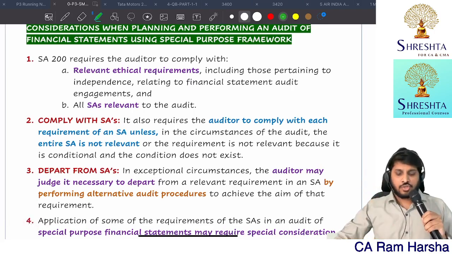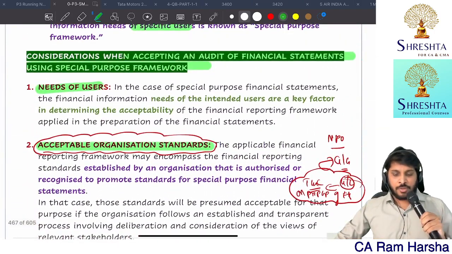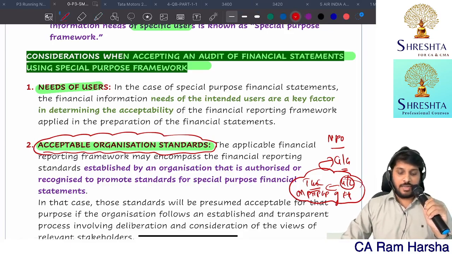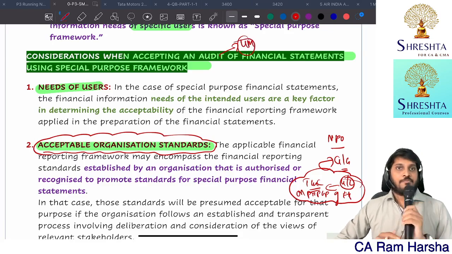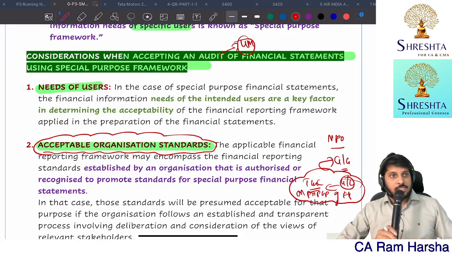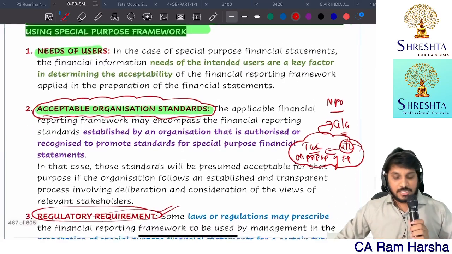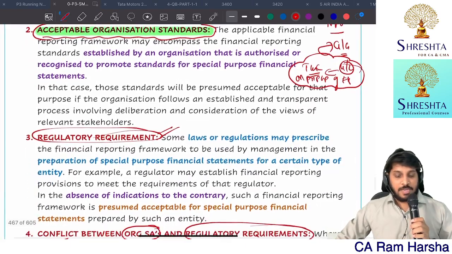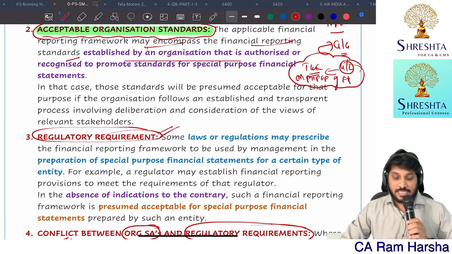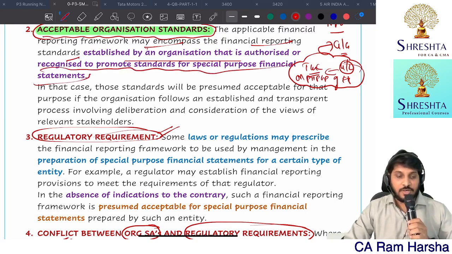Okay, fine. So these are the points I consider while accepting an audit of special purpose financials. This itself can be asked as a 4 marks question. What are the points the auditor has to consider while accepting an audit of special purpose financial statements? Needs of the users, and whether the applicable financial reporting framework may cover financial reporting standards established by an organization that is exclusively recognized to promote standards for special purpose.